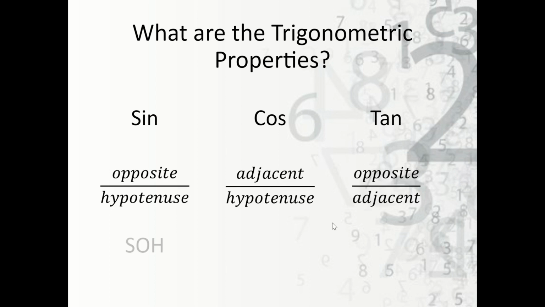The way we can remember this is SOHCAHTOA. SOHCAHTOA is the easiest way to remember it. SOH is sine, opposite over hypotenuse. CAH is cosine, equal to adjacent over hypotenuse. And TOA is tangent, equal to opposite over adjacent.